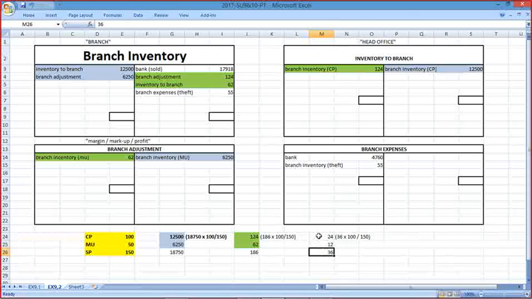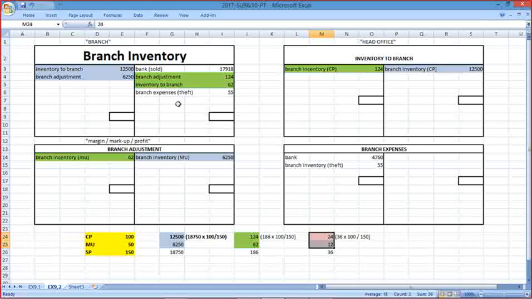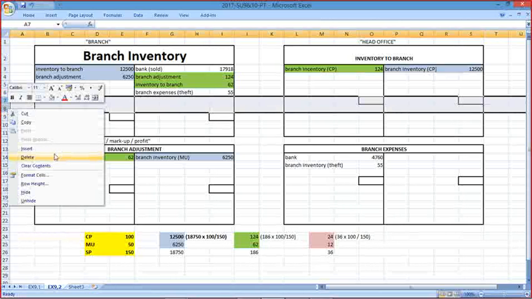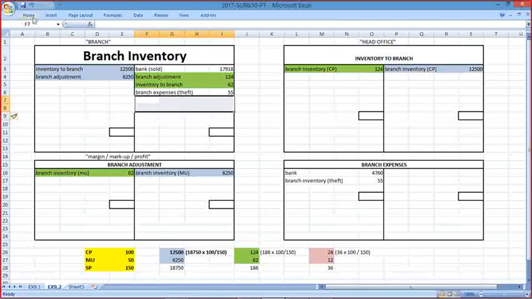Perfect. Okay, so this is going to go where? So that is branch inventory. We need more lines here. We're running out of space. Let's move this down. Okay, so branch inventory is going to be credited with the 24 and the 12. Why? Because they've sold. 24 is a reduction because the stock was stolen.